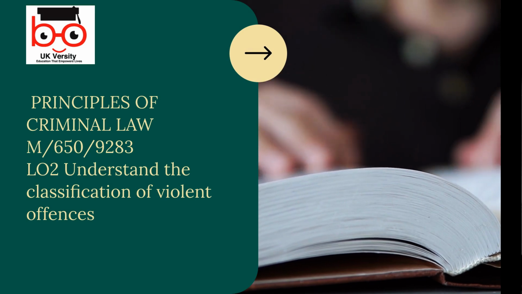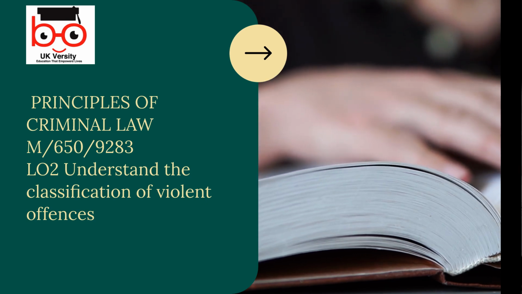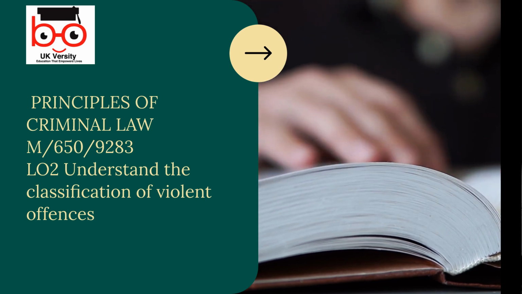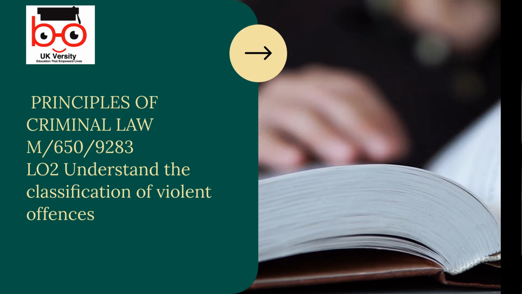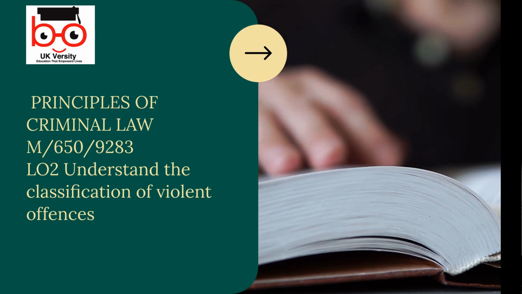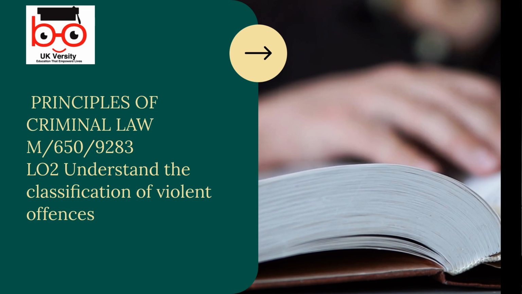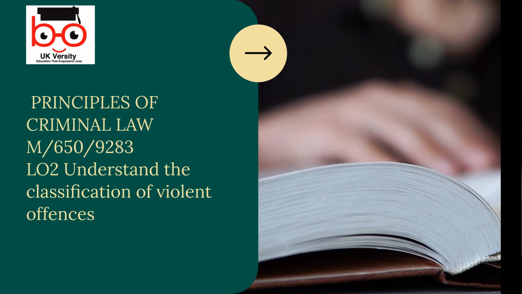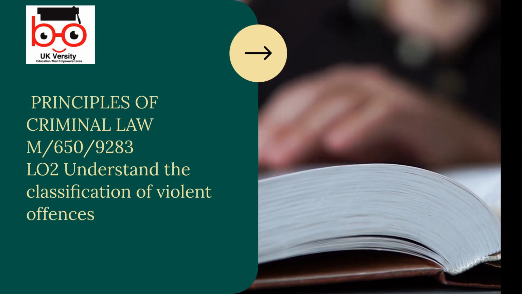Learning Outcome LO2. Understand the classification of violent offenses. Today we will learn how violent offenses are classified in criminal law. This session will explore the principles that guide their classification, including both common law and statutory frameworks. We will examine how factors such as intent and harm influence legal definitions and categorization of violent offenses.